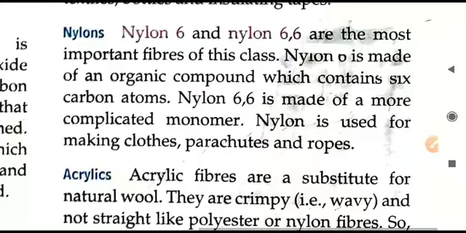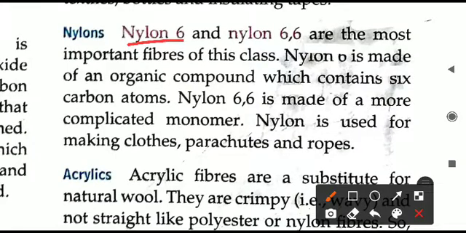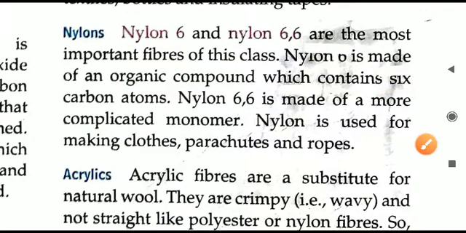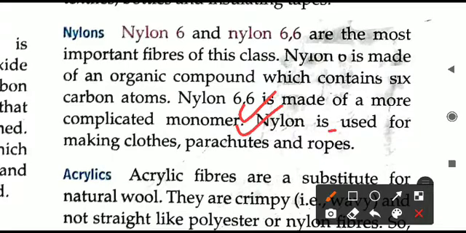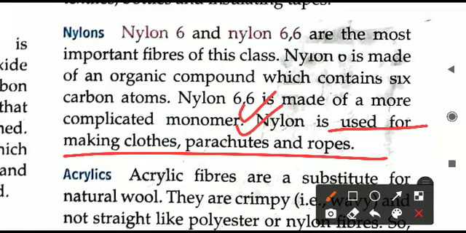Next is nylon. Nylon examples are given, nylon 6 and nylon 66. Both of these are important fibers of the class of nylons. So nylon is actually another organic compound. In this also 6 carbon atoms are present. Nylon 66 is a more complicated one, but the details are not related to your class. You will just learn this particular function. At least the use of each of the fibers you should know.